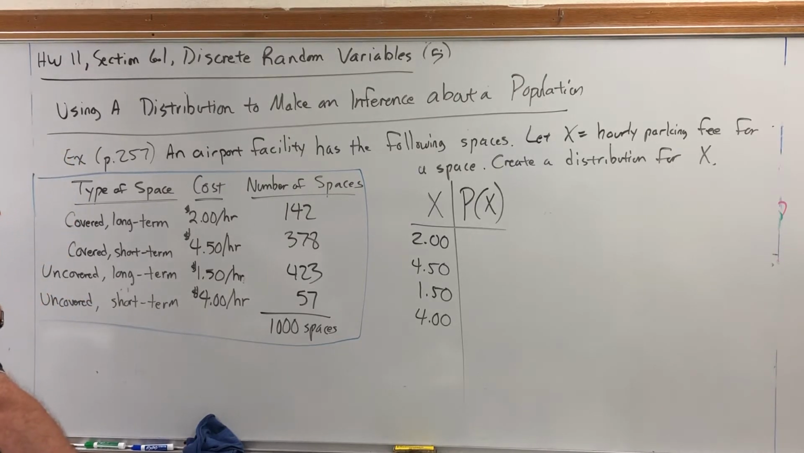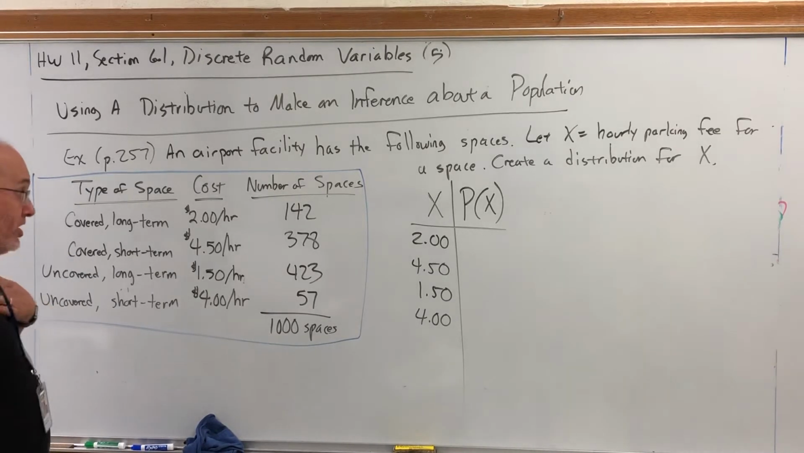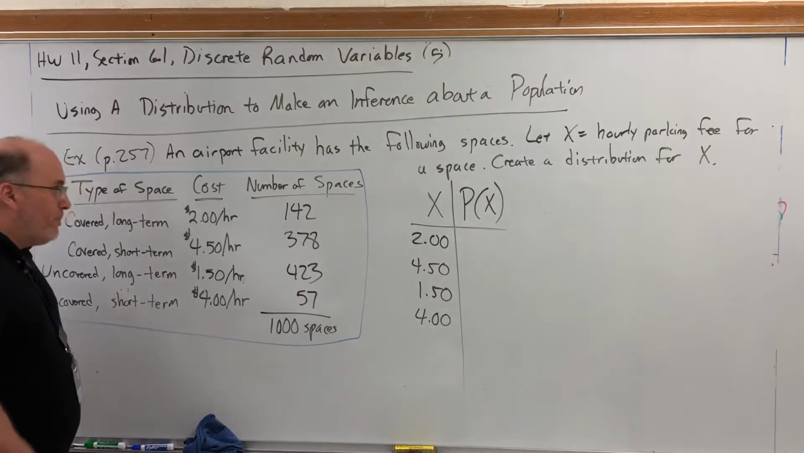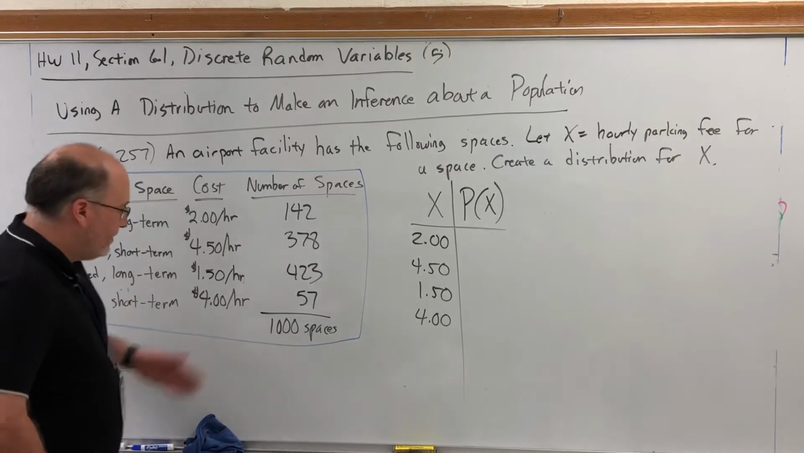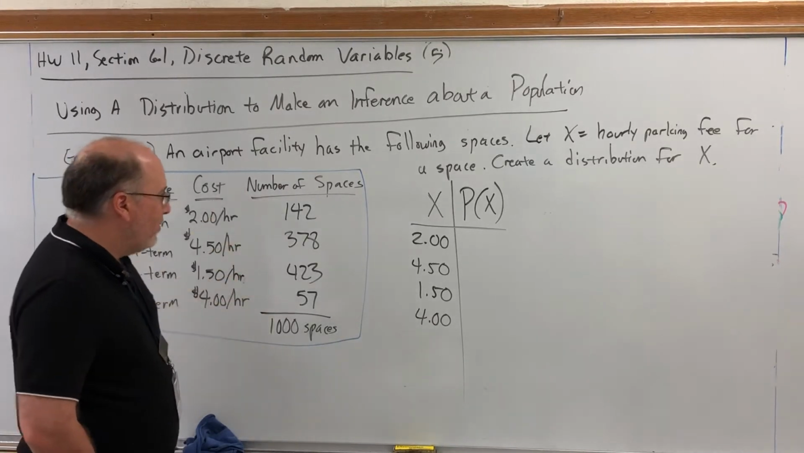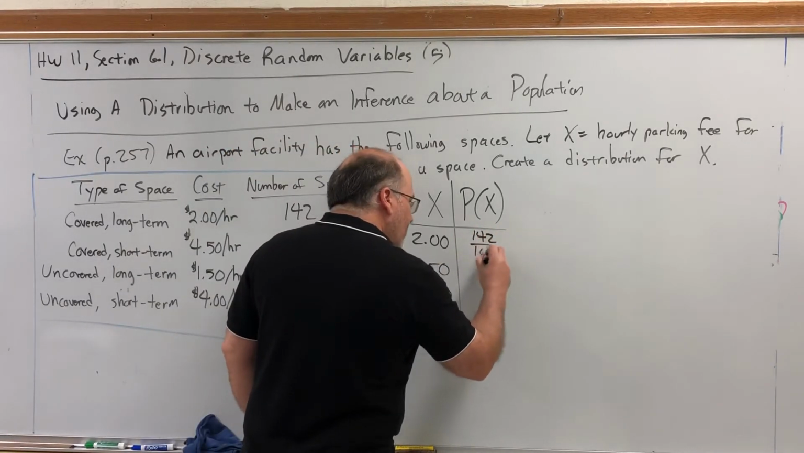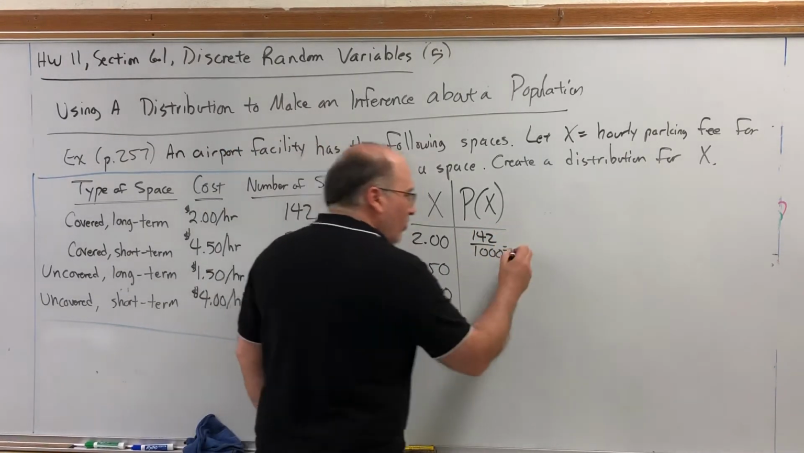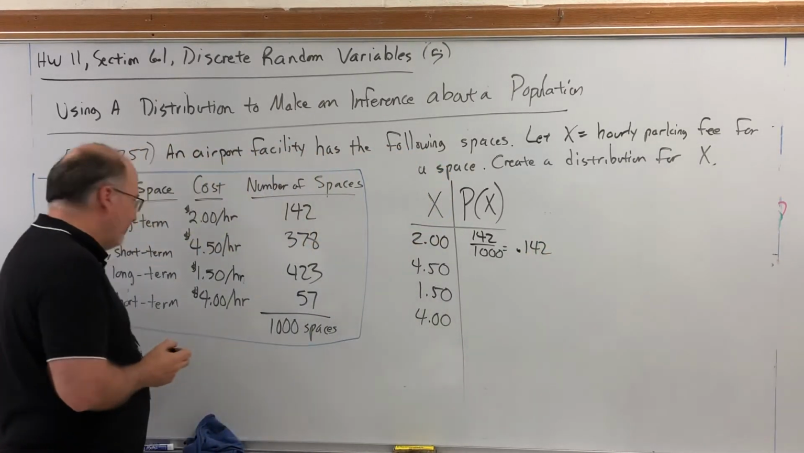Well, assuming that all of the spaces are equally likely, and I don't think it actually said that in the particular problem, but we're working on the assumption. If we picked a space at random, what's the probability we would pick a $2 per hour space? It's pretty easy. Out of the 1,000 spaces, 142 of them are $2 per hour. That's easy to turn into a decimal, 0.142. And the same thing for the rest of them.